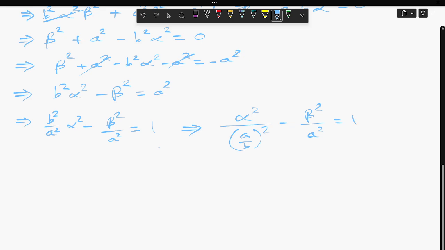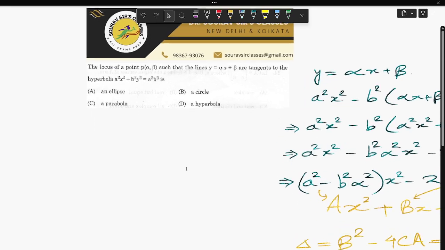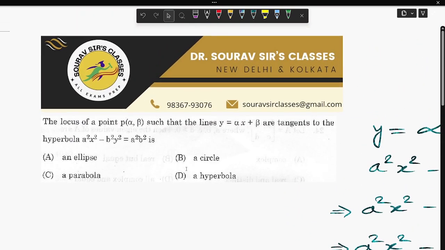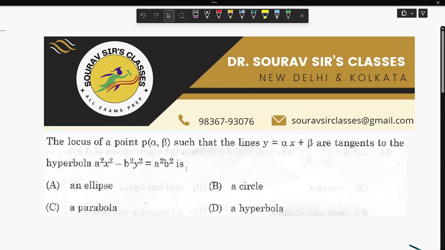So this is the equation of a hyperbola. Okay, so we got a hyperbola here. So the correct answer to this question, which asks for the locus of the point P(alpha, beta) such that the lines y equals alpha x plus beta are tangent to the hyperbola a square x square minus b square y square equals a square b square, is a hyperbola.